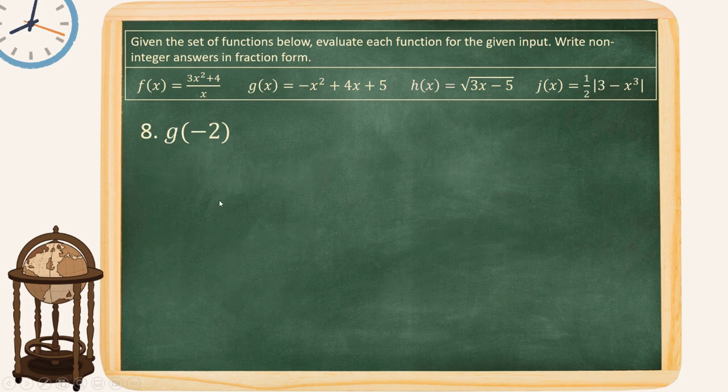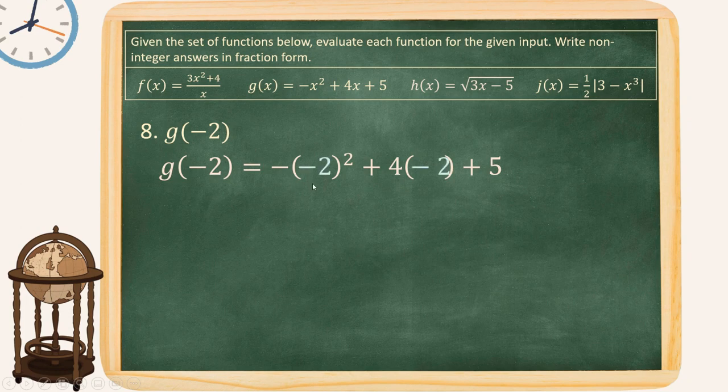Last one, g of negative 2. So first, start by putting a blank set of parentheses both places there's an x. And then inside the parentheses, we're going to put negative 2. The very first thing that has to be evaluated in this expression is the exponents. Negative 2 squared would be positive 4. But then we take the positive 4 times this negative 1 that was out here. So the ending result is negative 4.